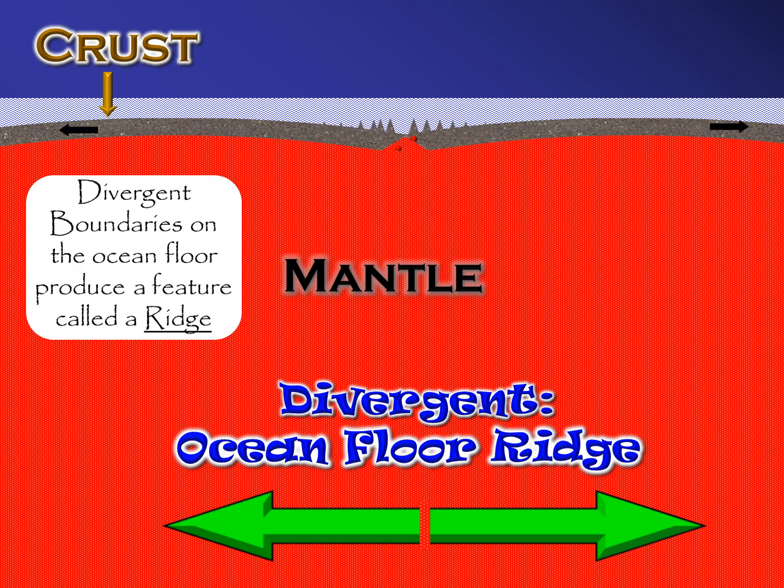So the feature is called a ridge because the volcanic material that is forming on either side of the boundary, or right at the boundary really, is a little bit higher than the surrounding ocean floor. So as you approach it from either side, it rises up as a ridge. It's actually two ridges, and the divergent boundary is right in the middle between them.